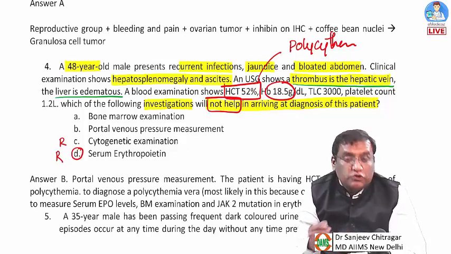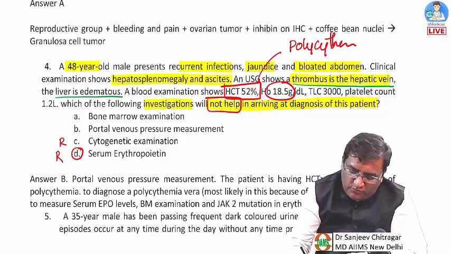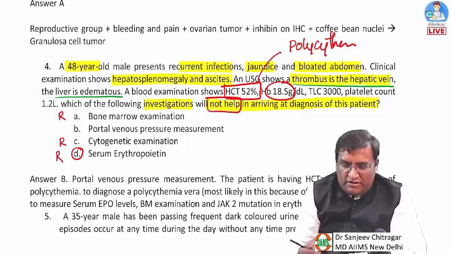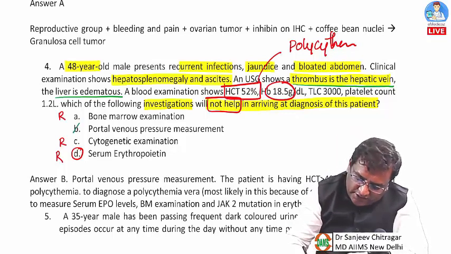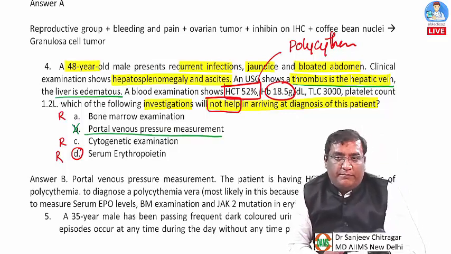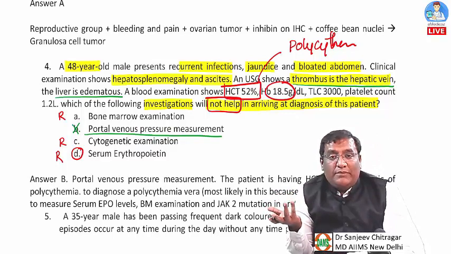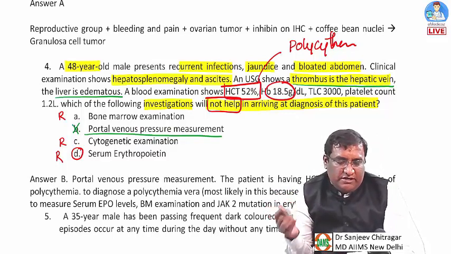Cytogenetic examination is also required for diagnosis, because if you are suspecting polycythemia vera, you need to do that. Bone marrow examination is also required. For diagnosis, portal venous pressure measurement will not help us. Although we are expecting portal hypertension to happen, that's not going to help in diagnosis here, right?